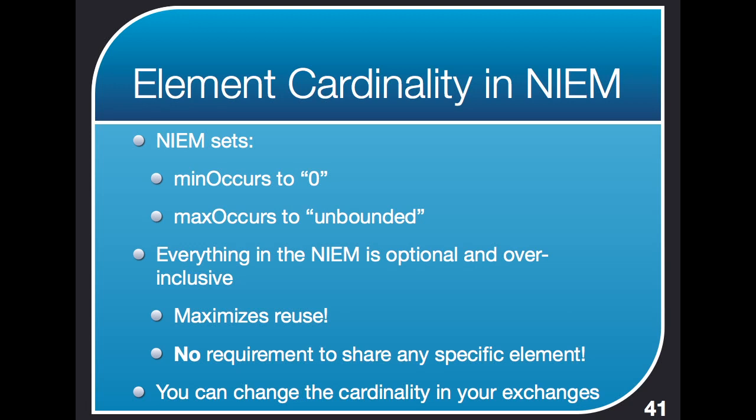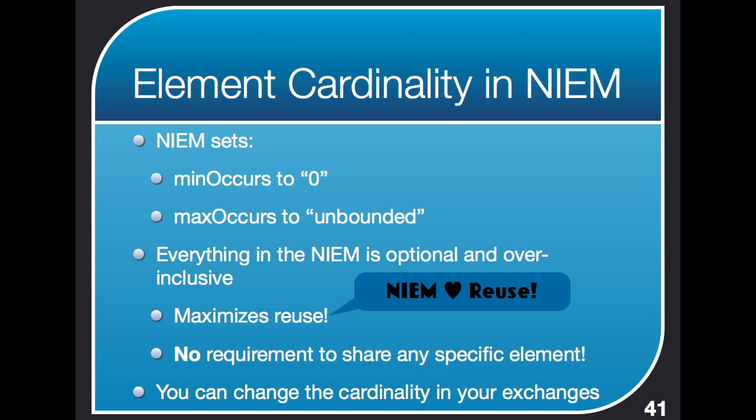Now, part of the reason is that it maximizes reuse. You can take these, and they're all optional and over-inclusive, and then you can tighten down what you need and how many you need of different things in your exchanges themselves. So it does maximize reuse, and as we know, the NIEM loves reuse. But there's another reason as well. If you want to start defining appropriate cardinality for elements, and you have thousands and thousands of elements, you are opening a huge can of worms.